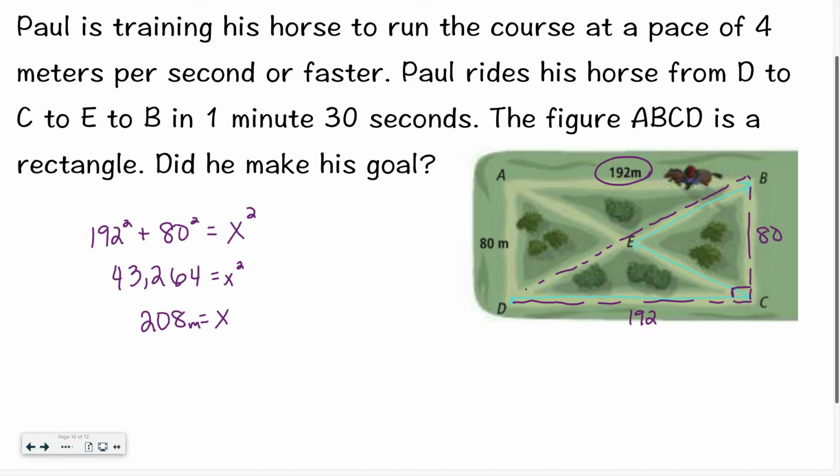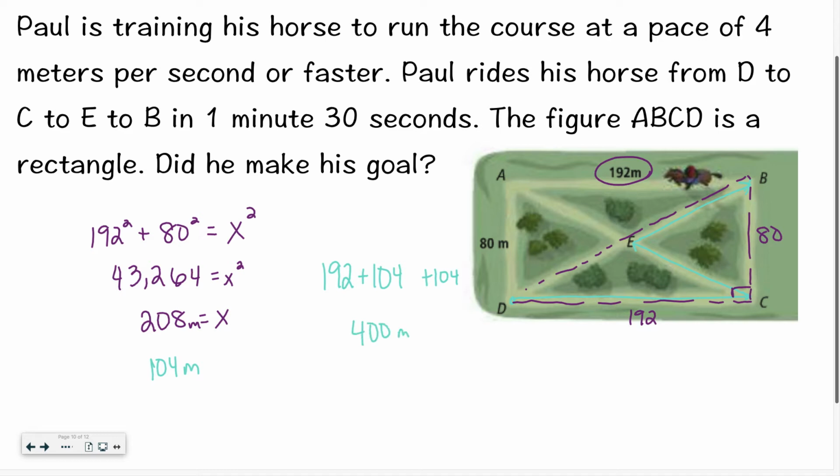But if you look, my blue line only comes to half of it. So that means that I need to cut that 208 in half. So 208 divided by 2 is 104 meters. So if I add up the total distance that this horse ran, from D to C, it's 192 meters. From C to E, that's going to be 104 meters. From E to B, that's also 104 meters. So if I add all of those together, I get a grand total of 400 meters traveled.